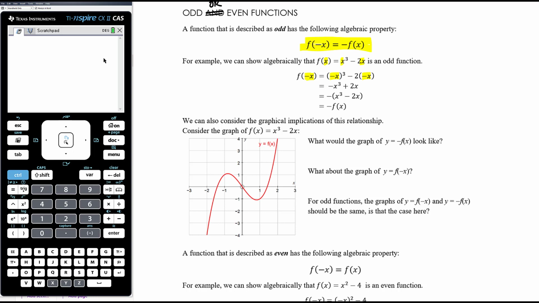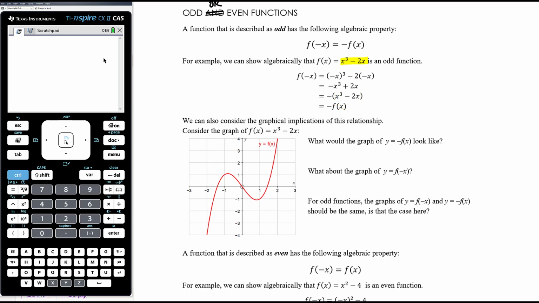Negative x all cubed is negative x cubed, because negative x times negative x times negative x is negative x cubed. And then negative 2 times negative x is positive 2x. If we factor a negative out from here, we get negative of x cubed minus 2x. Now x cubed minus 2x is the original function, and so all we end up with here is negative f of x. So algebraically, we're able to show that f of negative x is the same as negative f of x, which means that this is an odd function.